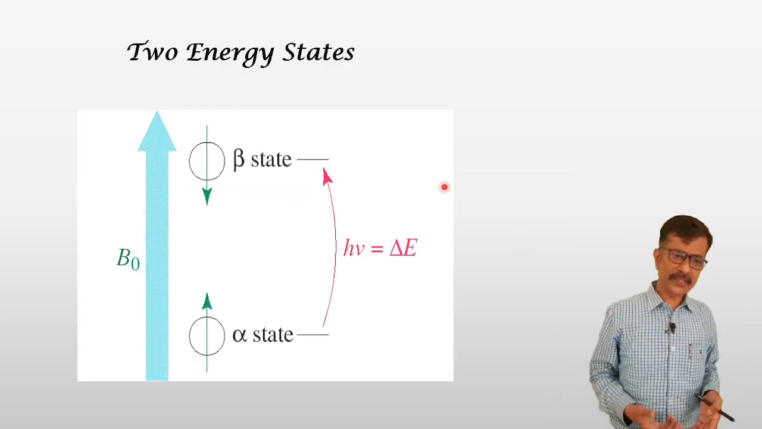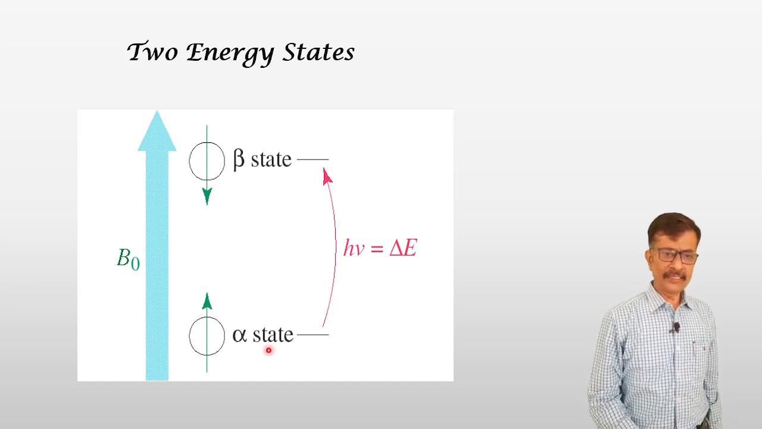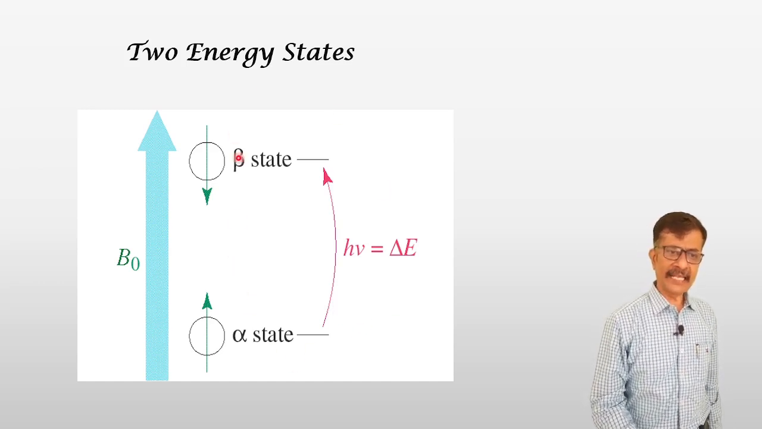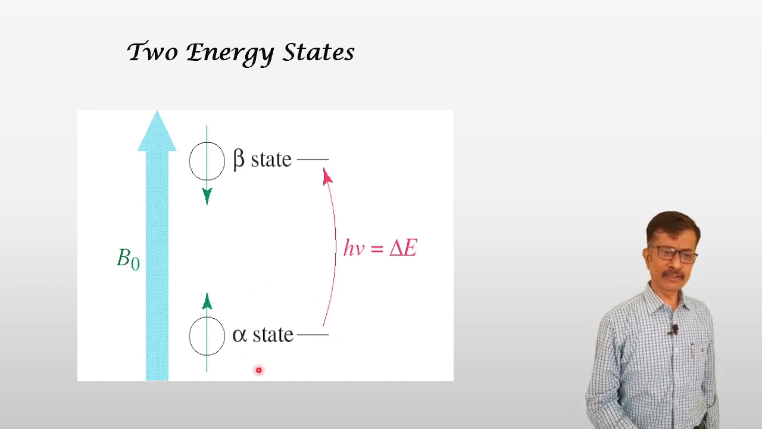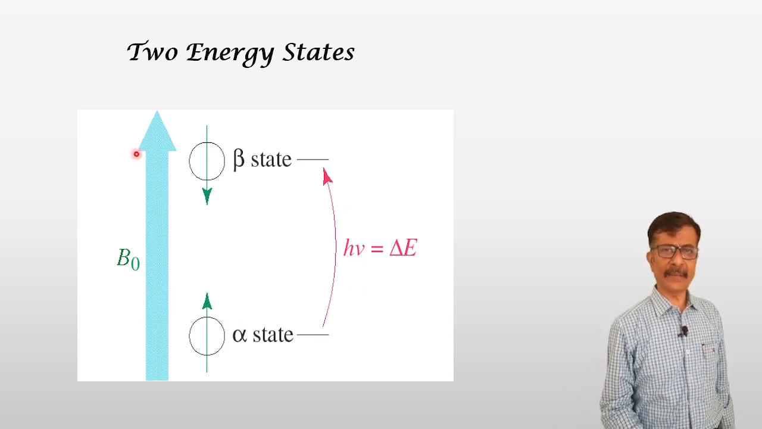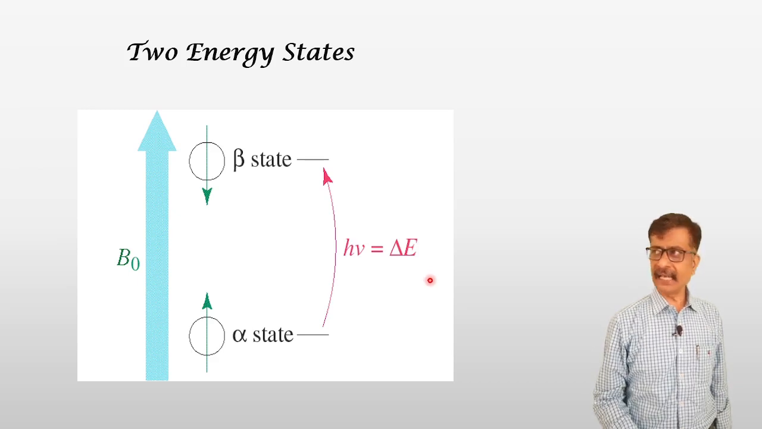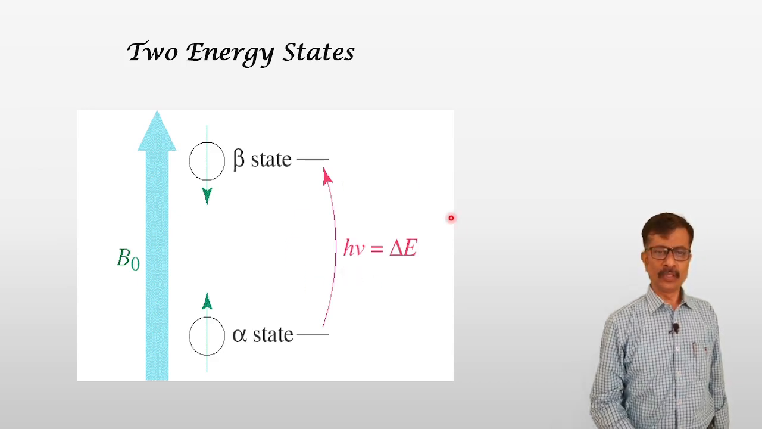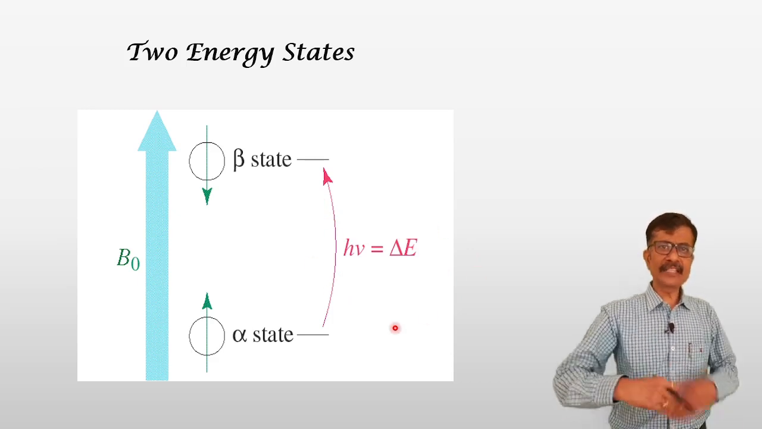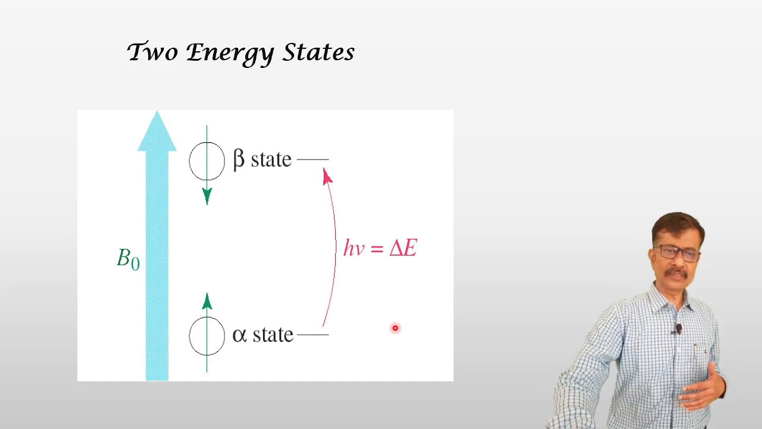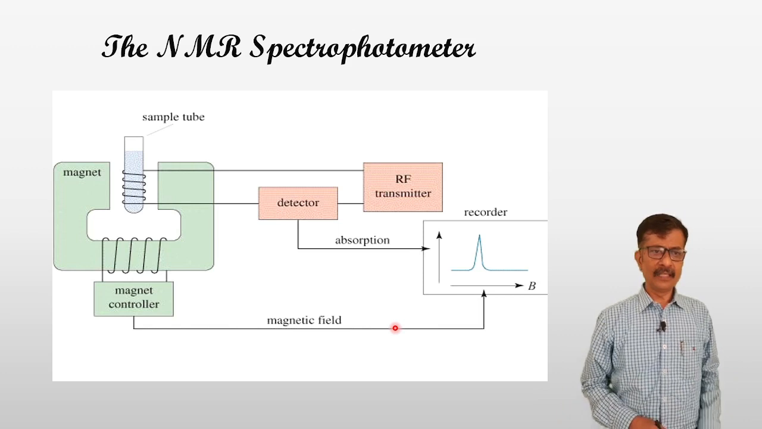Now after absorption, you can see that this is the parallel and this is the anti-parallel state. A nucleus, when it is in resonance, absorbs radio waves and goes to the anti-parallel state, and the energy absorbed is equal to delta E, where delta E is equal to h nu. This is the energy of the absorbed radio waves, and a shifting of protons from the lower energy state to the higher energy state takes place.